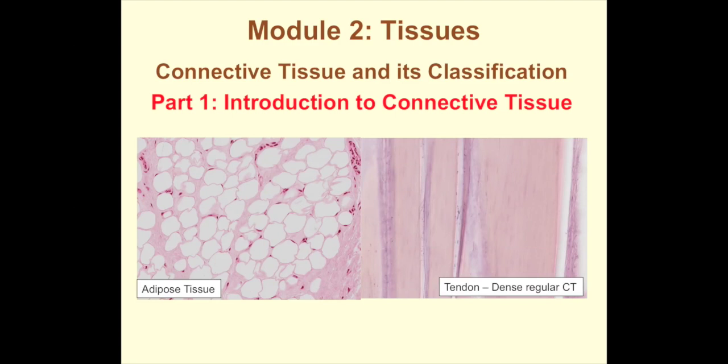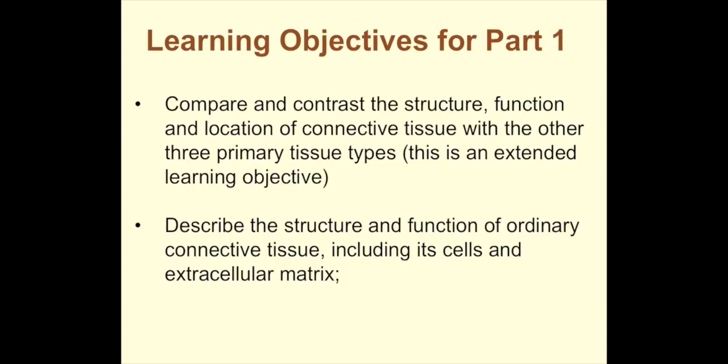Hello and welcome to module 2 of tissues, looking at connective tissue and its classification. This is the first of 3 parts of this connective tissue online lecture, looking at the introduction to connective tissue. The learning objective for this first part of the recording is to compare and contrast the structure, function and location of connective tissue with the other 3 primary tissue types.